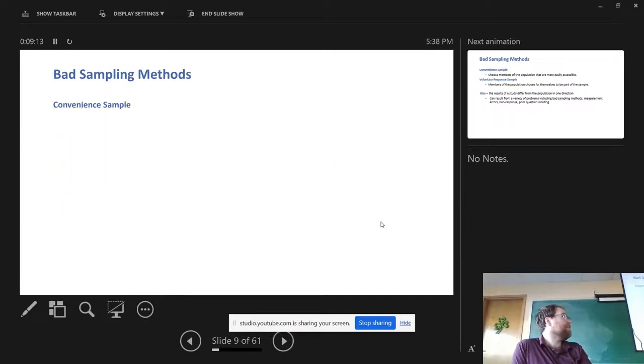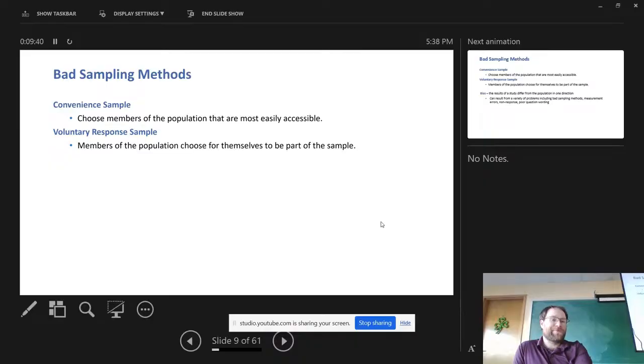Some bad sampling methods: convenient samples, choosing people or members of the population that are easily accessible. So in other words, if I were going to do that in here, I would pick the people who are closest to me to get answers from.